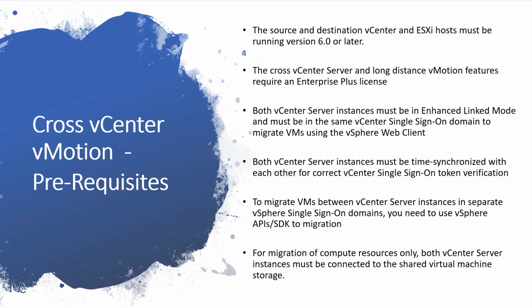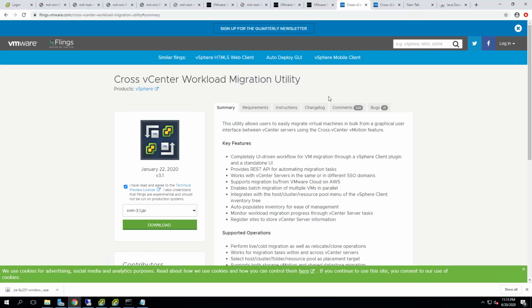Let's talk about the migration in action. As I said, I have two vCenter servers which are not part of Enhanced Linked Mode, but the vMotion can be performed using the vSphere API or SDK, right? We cannot perform it from one vSphere client since it is not part of Enhanced Linked Mode, so each vCenter server cannot see the inventory of the other vCenter server. So we have an excellent VMware Fling, which is called the Cross vCenter Migration Utility. That utility helps us migrate the virtual machine across vCenter servers.